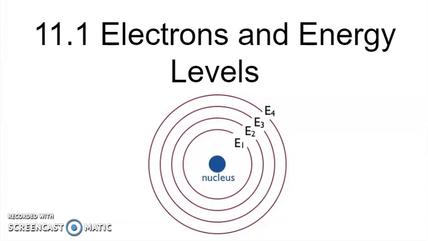Now, we learned about the electrons and energy levels. And if you look at this image, in the front, that's the nucleus. And the first, E1, is energy level 1, E2, energy level 2, E3, E4, and so on and so forth.